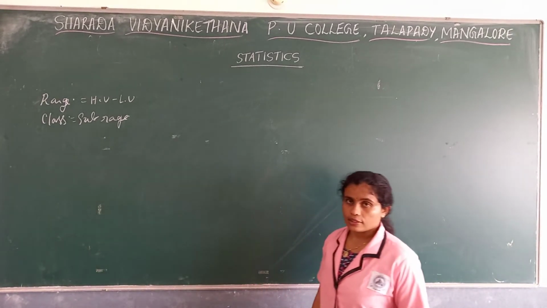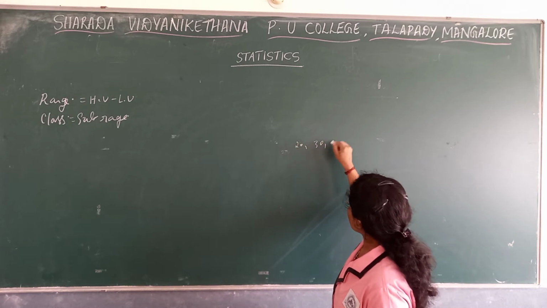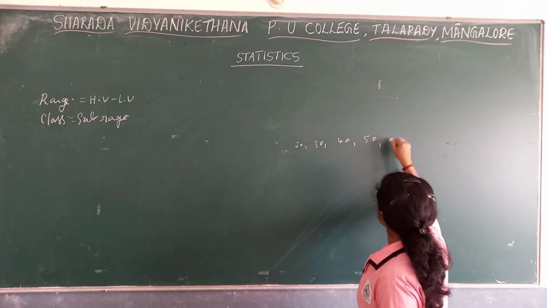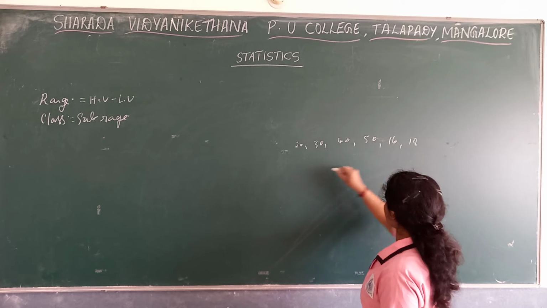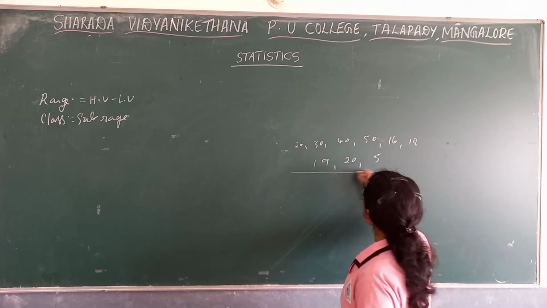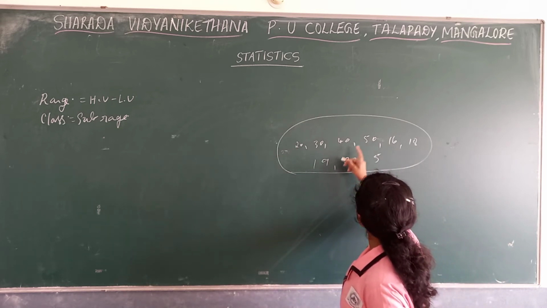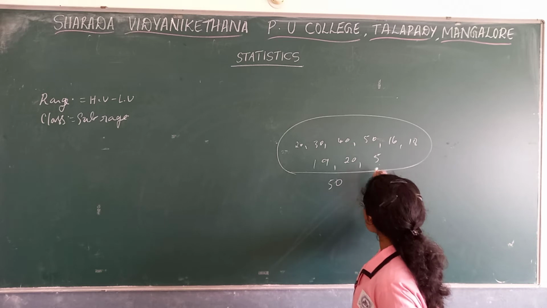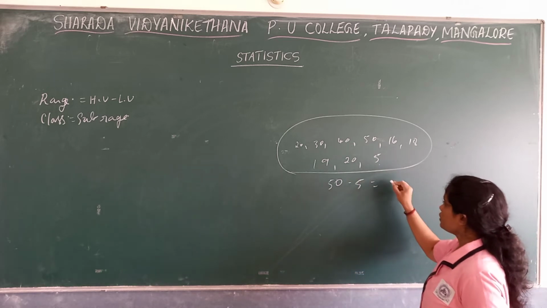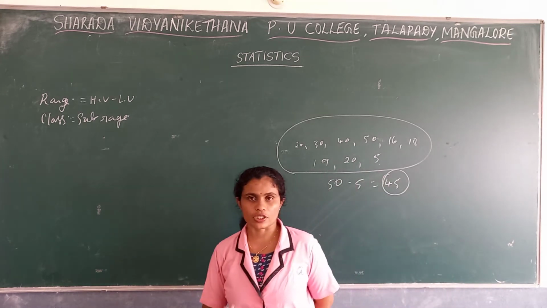Range, I hope you are clear. Many data will be there. For example, 20, 30, 40, 50, 16, 18, 19, 20, then 5. Now what is the range of this particular data? What is the highest value here? The highest value is 50. What is the lowest value? 5. That gives the range of that particular data.